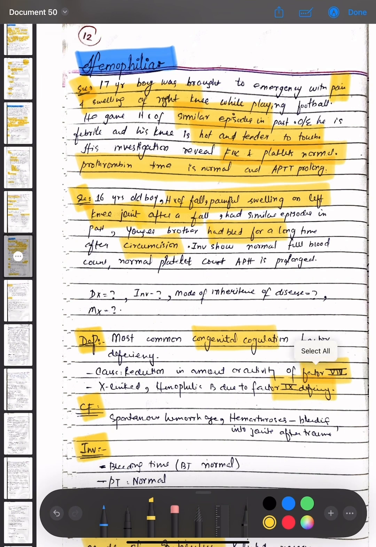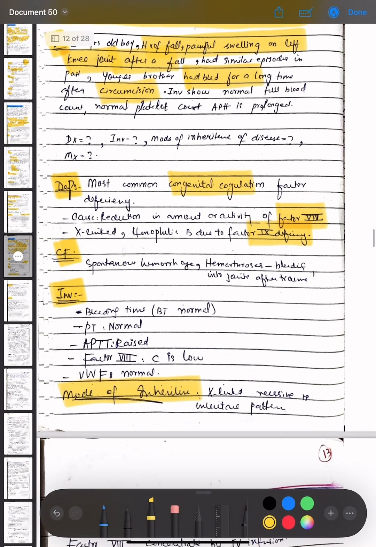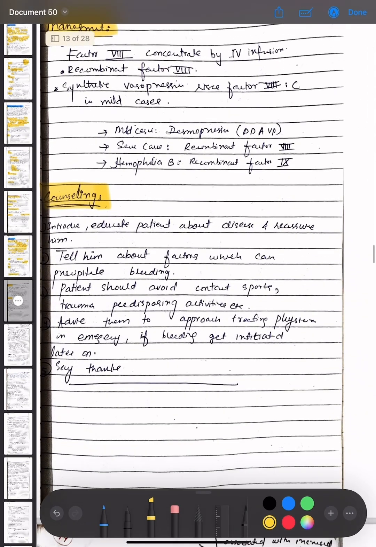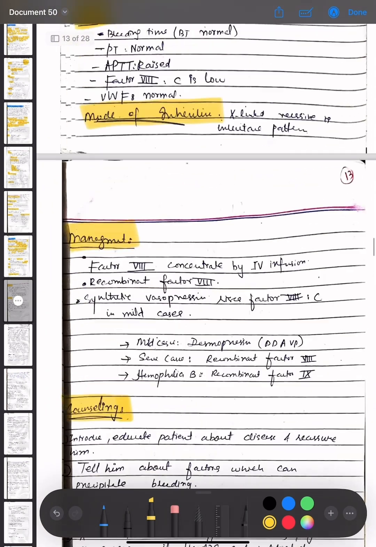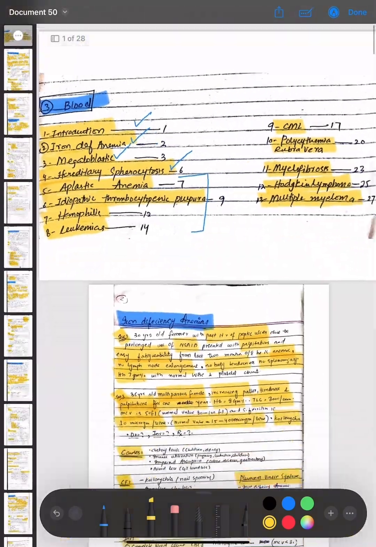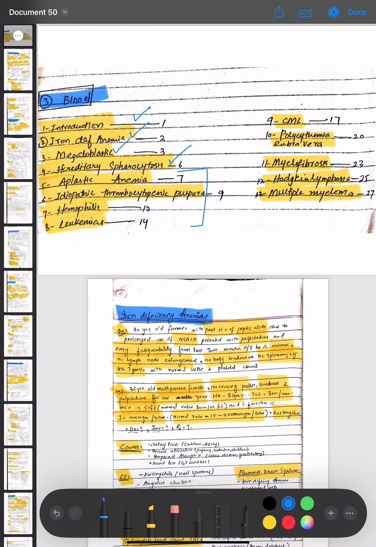We discussed the scenario, then the definition, the clinical features and investigation options, the mode of inheritance, the management, and the counseling. So in this video, we have discussed 4 topics: aplastic anemia, idiopathic thrombocytopenic purpura, hemophilia, and leukemias. The first 4 topics are discussed in video 1, the second 4 topics are discussed in video 2, and the rest of the topics we will discuss in video part 3. Thanks for watching.